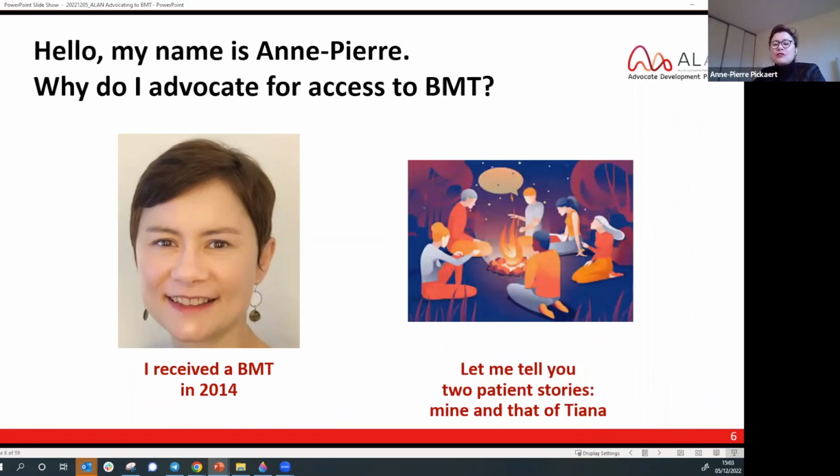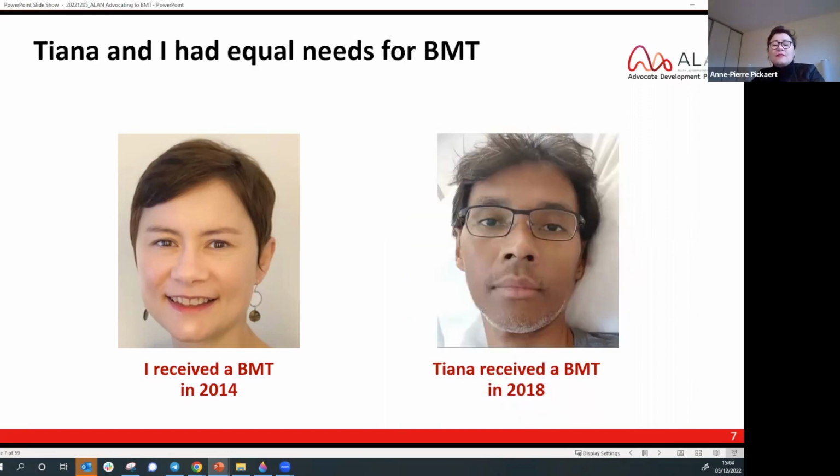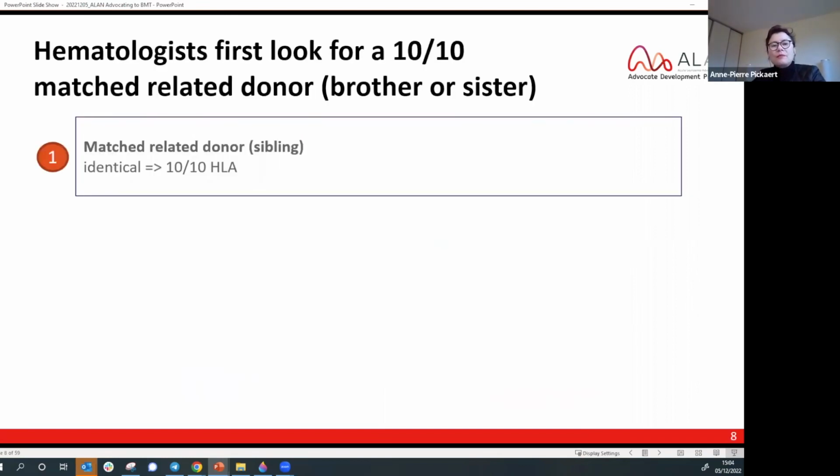Well, for you to understand my involvement in this, I'd like to share 2 patient stories, mine and that of Tiana. Tiana received a bone marrow transplant in 2018, and we both had an equal need for bone marrow transplant, regardless of the year. You may already be familiar, but as a patient advocate, it took me a while to get the patient journey from the bone marrow transplant perspective right in my head. So I wanted to share that with you.